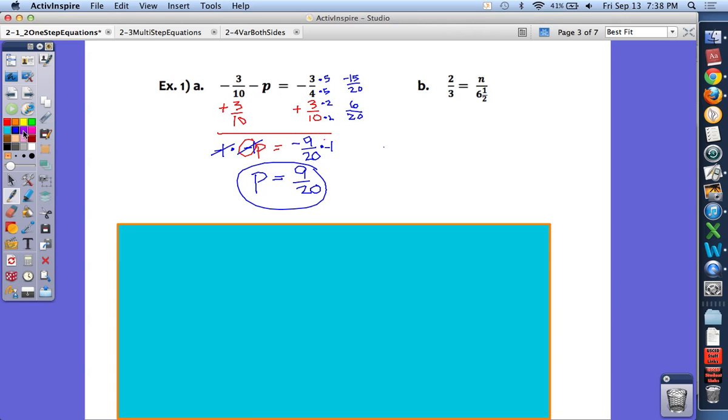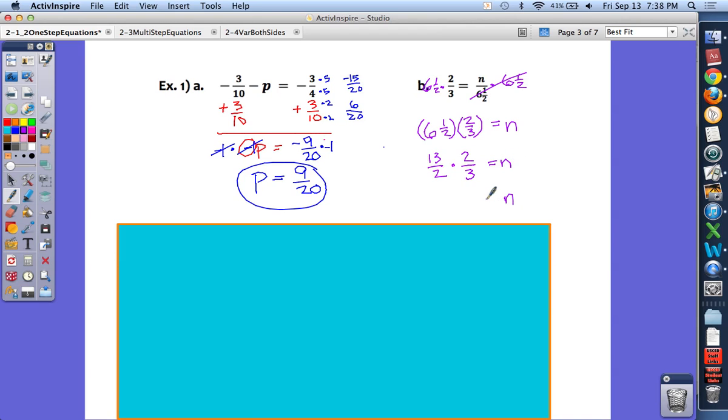Let's look at this next one here then. 2/3 equals n over 6½. Both sides have fractions, okay? In order to get n by itself, right now n is being divided by 6½, so I would multiply by 6½. Do that to both sides. So I would have 6½ times 2/3, and that's going to be equal to n. Well, in order to multiply fractions, it's best if you have them in improper form, especially when you have a mixed number. So 13/2 times 2/3 equals n.